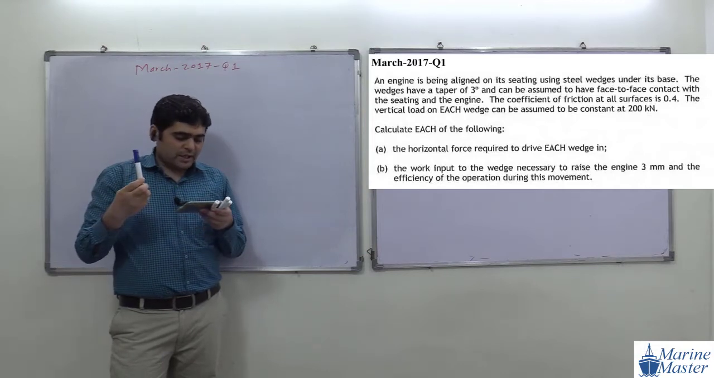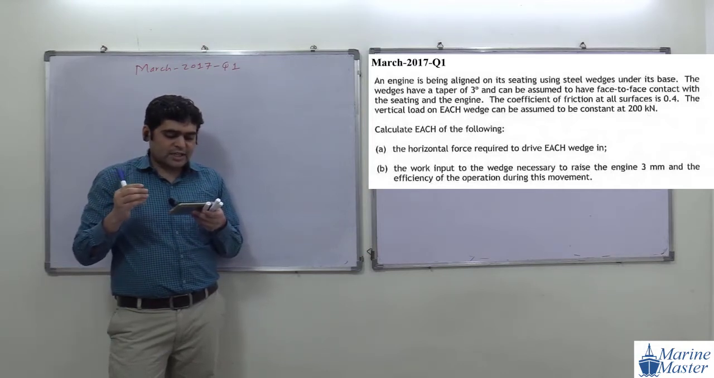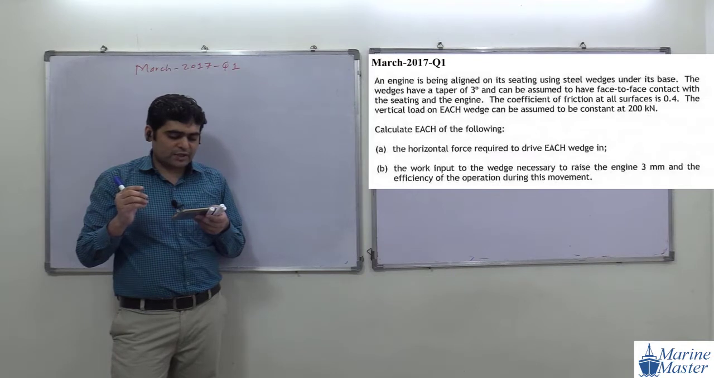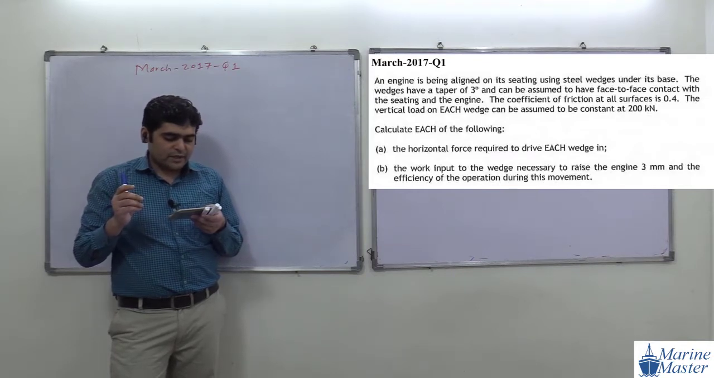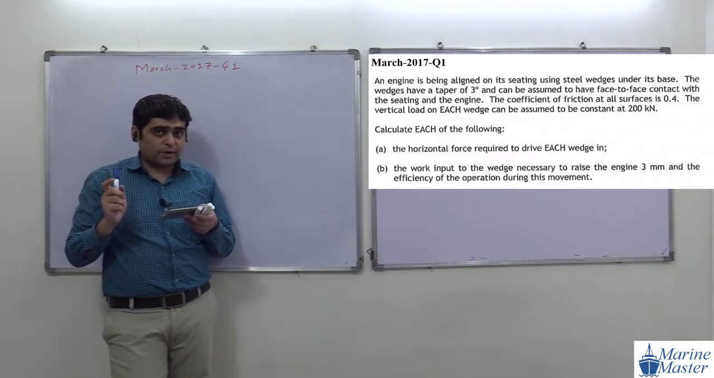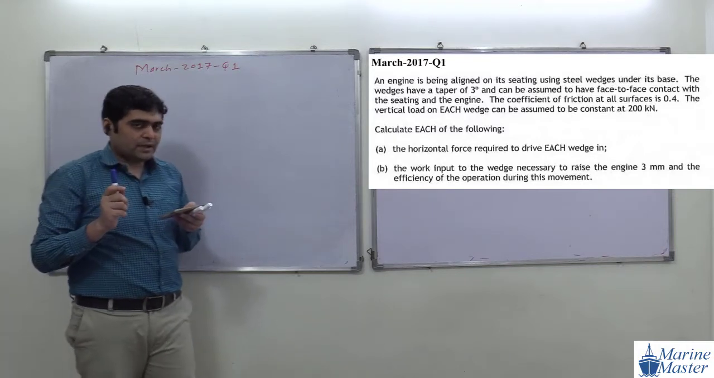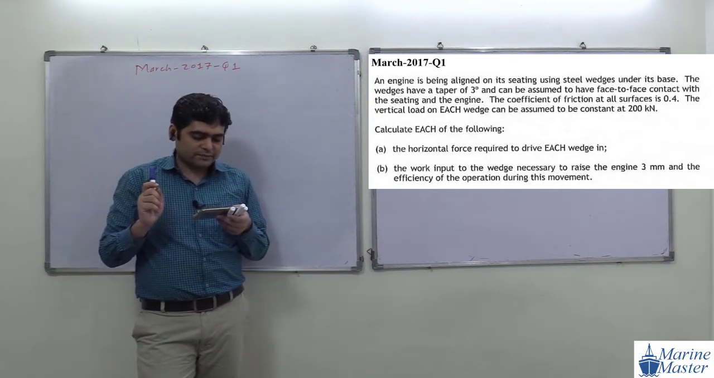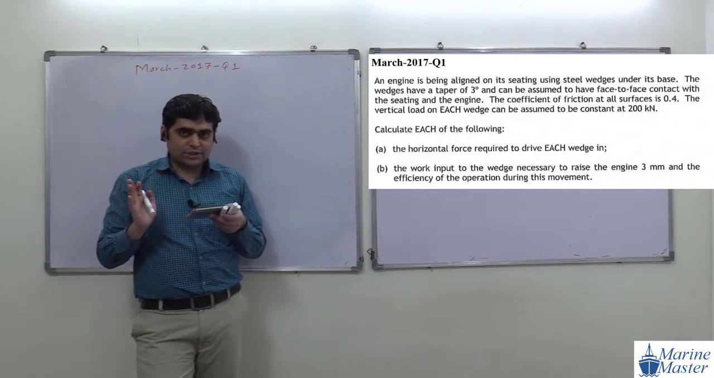An engine is being aligned on its seating using steel wedges under its base. The wedges have a taper. How much taper do the wedges have? A taper of 3 degrees, and can be assumed to have face-to-face contact with the seating and engine.